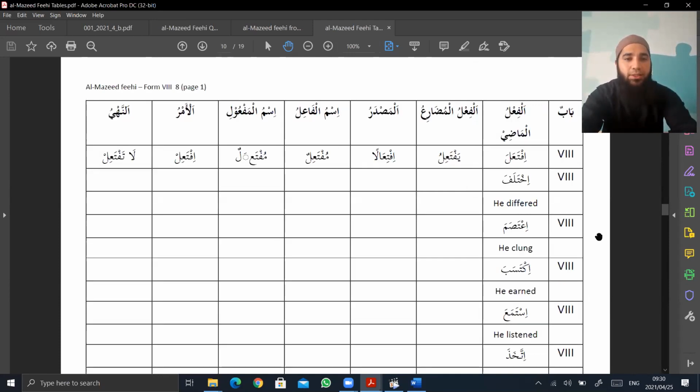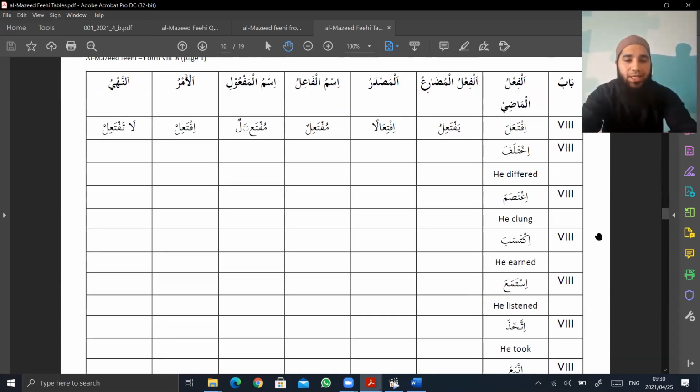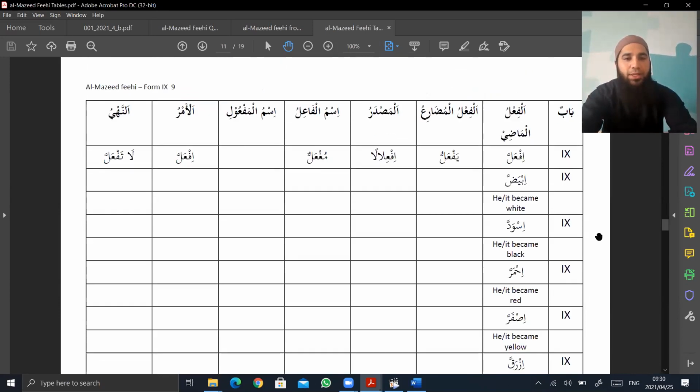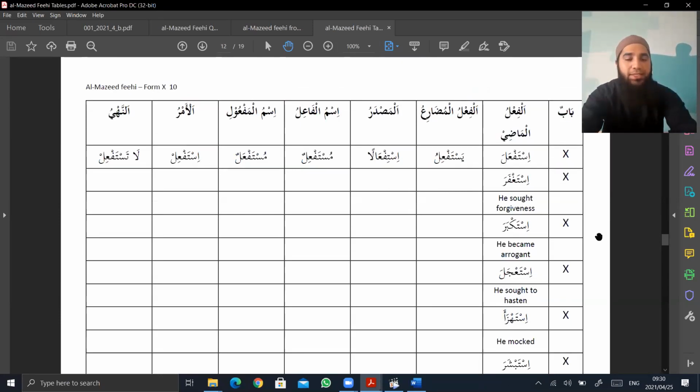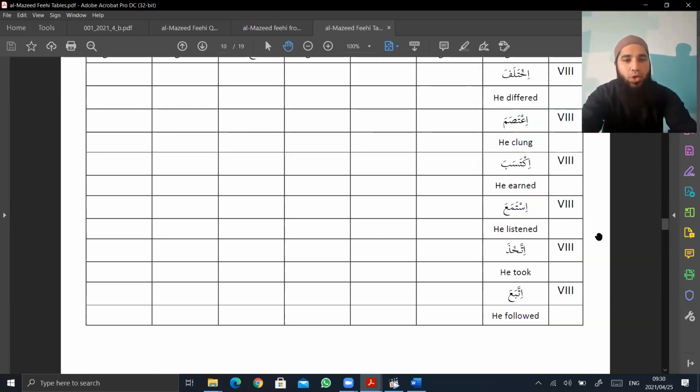Let's look at number 8. It also has an extra hamza at the beginning. Ifta'ala. But what kind of hamza is that? Hamzatul wasl. Again, hamzatul wasl. Number 9, the same thing. Ifa'ala. It also has an extra hamza at the beginning, and it's also a hamzatul wasl. And scale 10, it also has an extra hamza at the beginning, and it's also a hamzatul wasl.